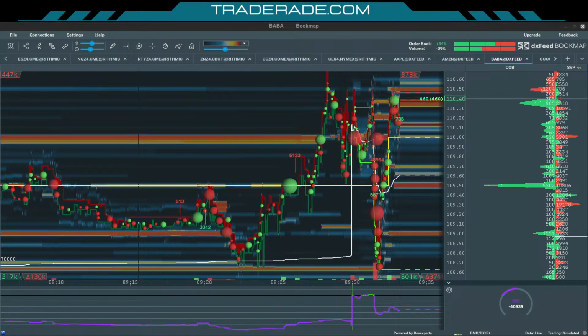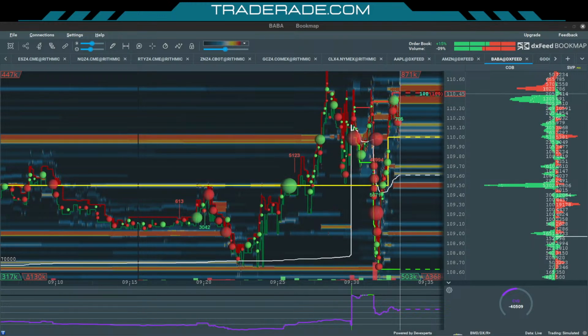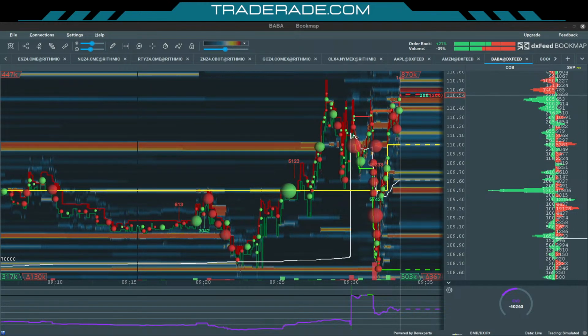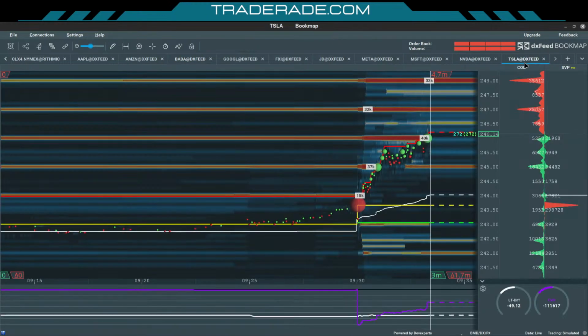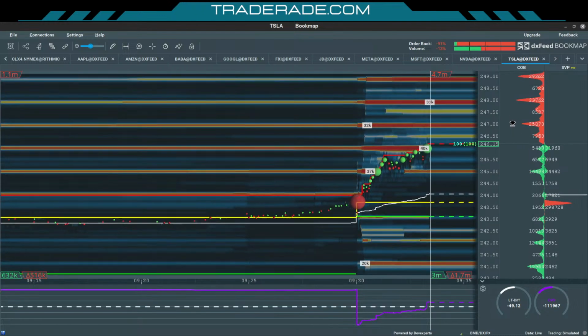And we do see some pretty chunky call flow coming into Tesla, targeting the 250 strike with about $500,000 of premium for this Friday's expiration. So let's just quickly check on Tesla. Yes, we do have that bid in Tesla as well.